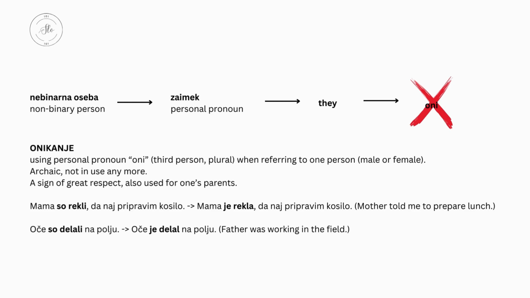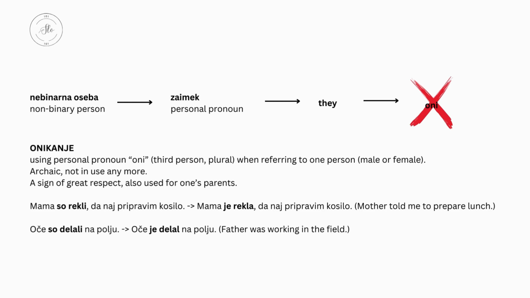We already discussed tikanje and vikanje. And there used to be a third way, onikanje, where the pronoun oni was used in order to refer to one person, either male or female. Such use of the pronoun was a sign of great respect. Onikanje, however, is no longer in use.